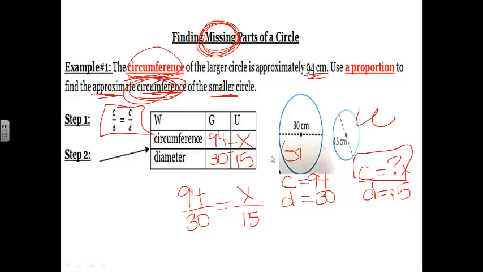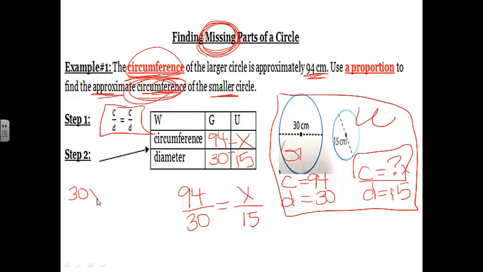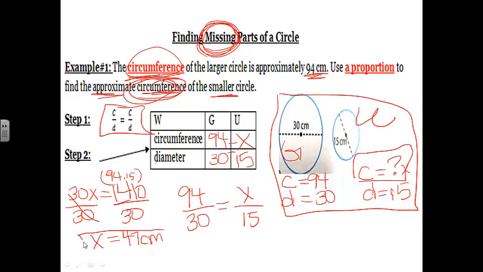Okay, so we know they're similar, now we have to find out a missing part. So there's 2 ways to do this. Let me kind of outline this. We can either cross multiply, okay, so we could do 30 times x is equal to 94 times 15. For time's sake, I'll go ahead and do the math for you. It's going to be 1,410 because we did 94 times 15. Okay, so then we could divide each side by 30, and x would equal 47 centimeters. That's what my circumference would equal for the small one.